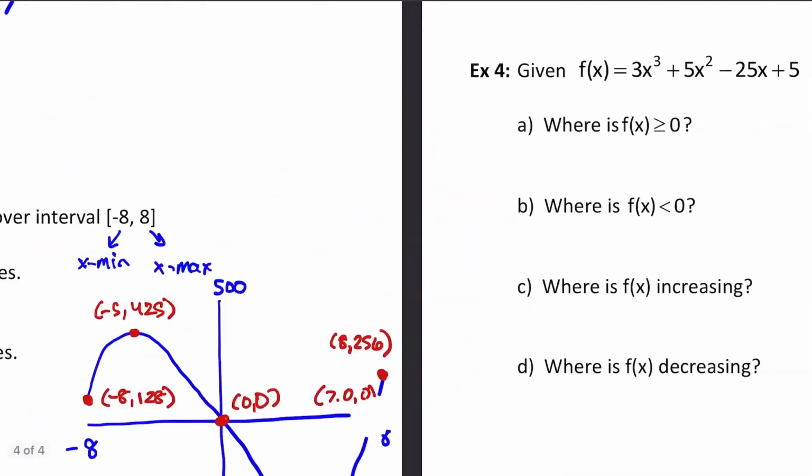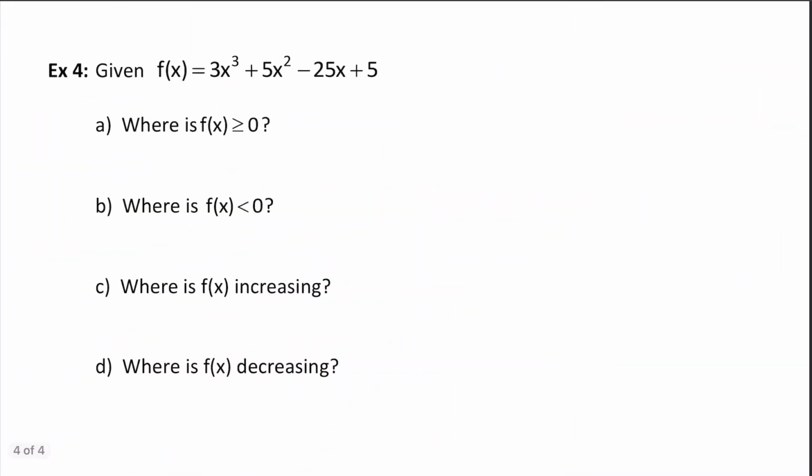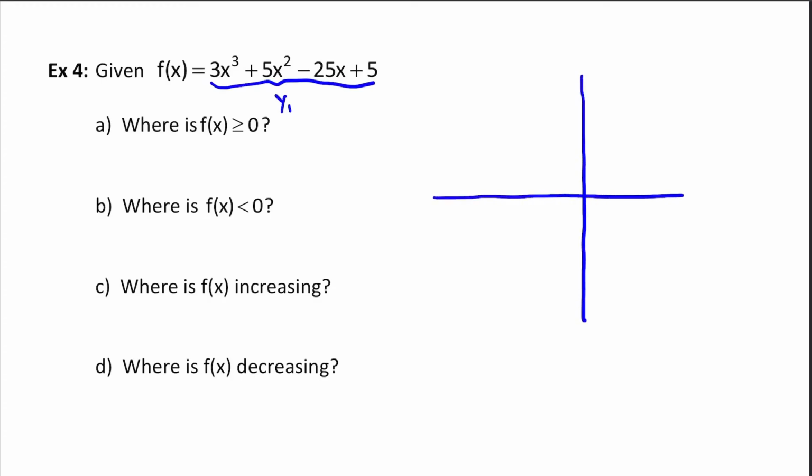Okay, we got one more. This is another infinite graph, right? It doesn't give us a restricted domain. Notice it just doesn't say anything here. All I have to do is put this into y1. And I might need to adjust my window. So let me show you what my graph looks like. I get something that kind of looks like this.